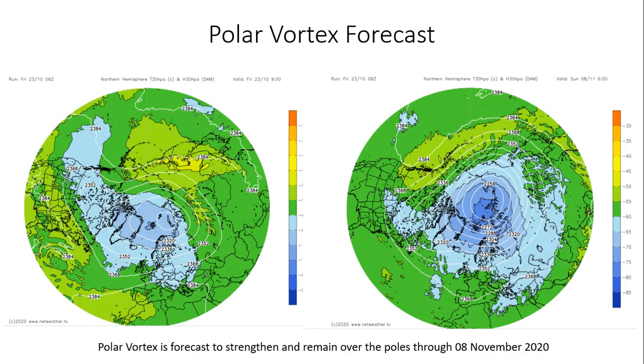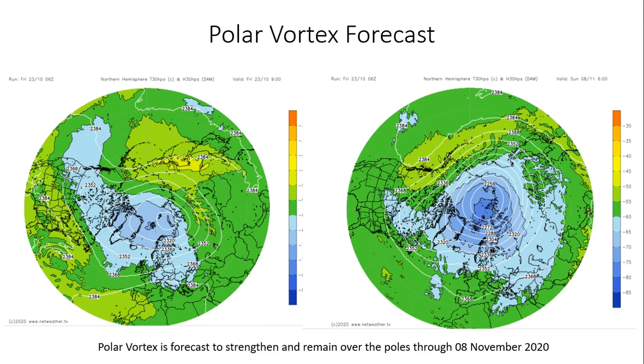And then finally for tonight's video, I wanted to show you the polar vortex forecast. Now the polar vortex is forecast to strengthen and remain over the poles through the 8th of November 2020. You'll see the graphic on the left shows today's current polar vortex situation, and it shows that blue shading there over the north polar areas. Generally concentric, those white lines, a fairly concentric looking pattern.